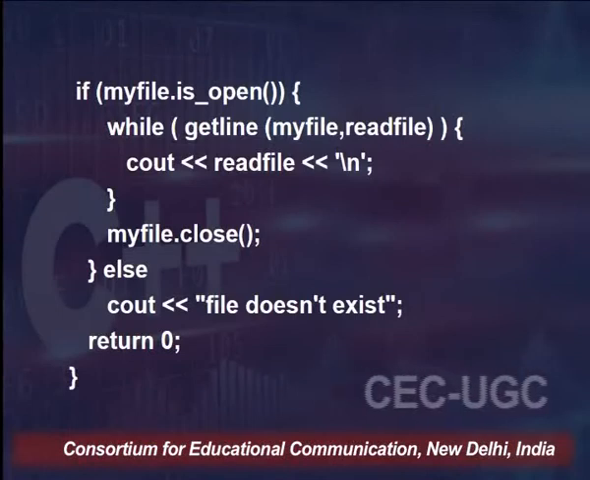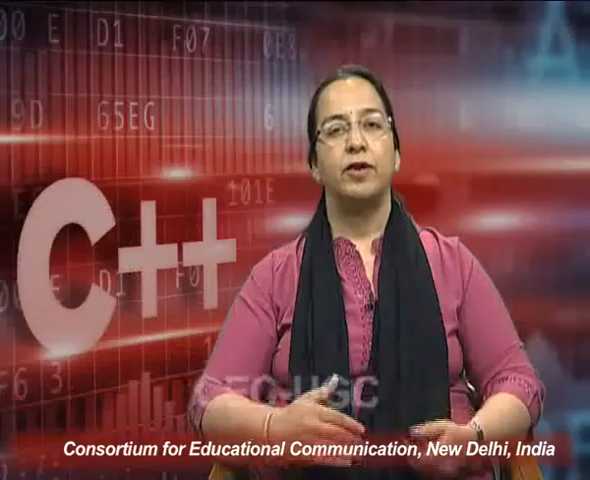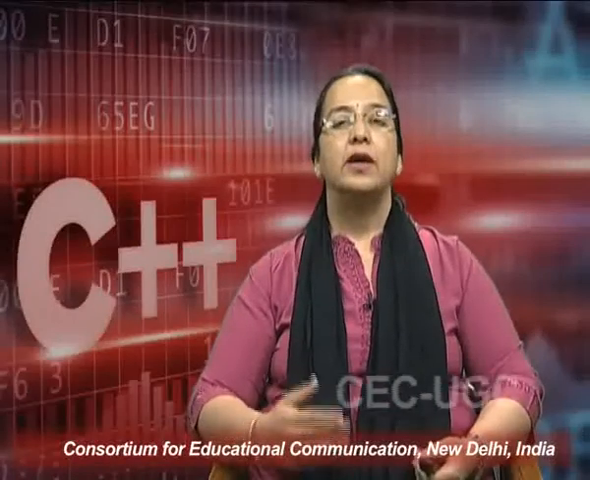And what's the biggest possibility? The file does not exist. So we have written cout "file does not exist", so that our user at least has this notion that the file does not exist. This information should be disseminated to the user at least. And then we have finished it with return 0.